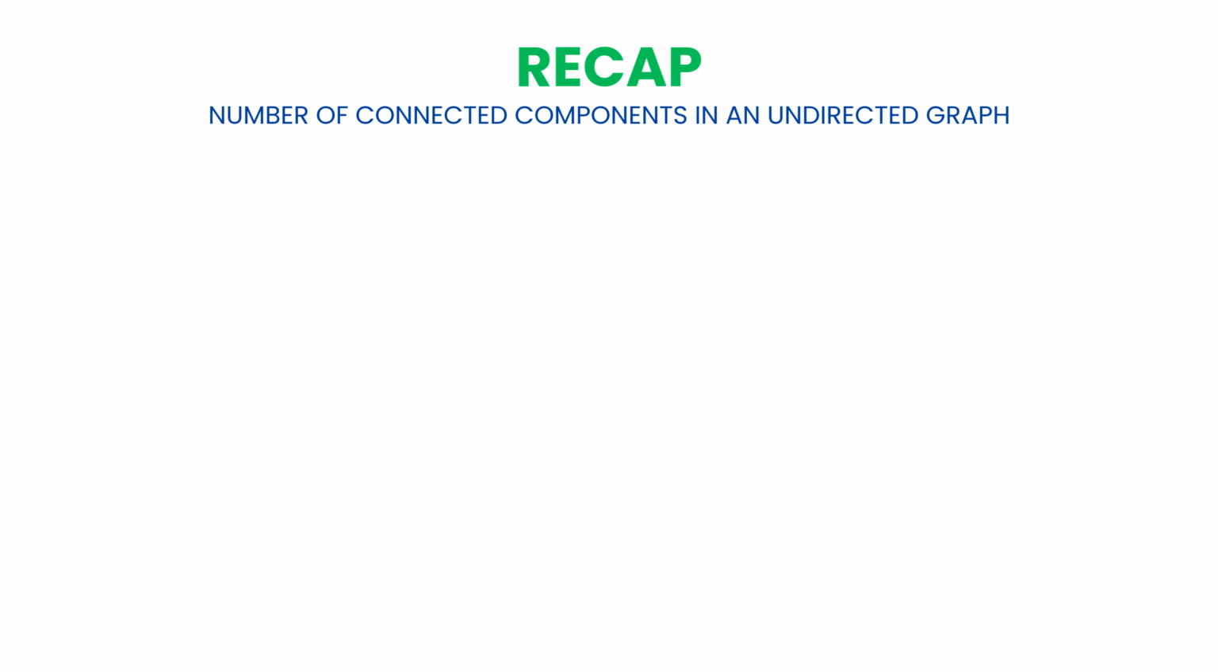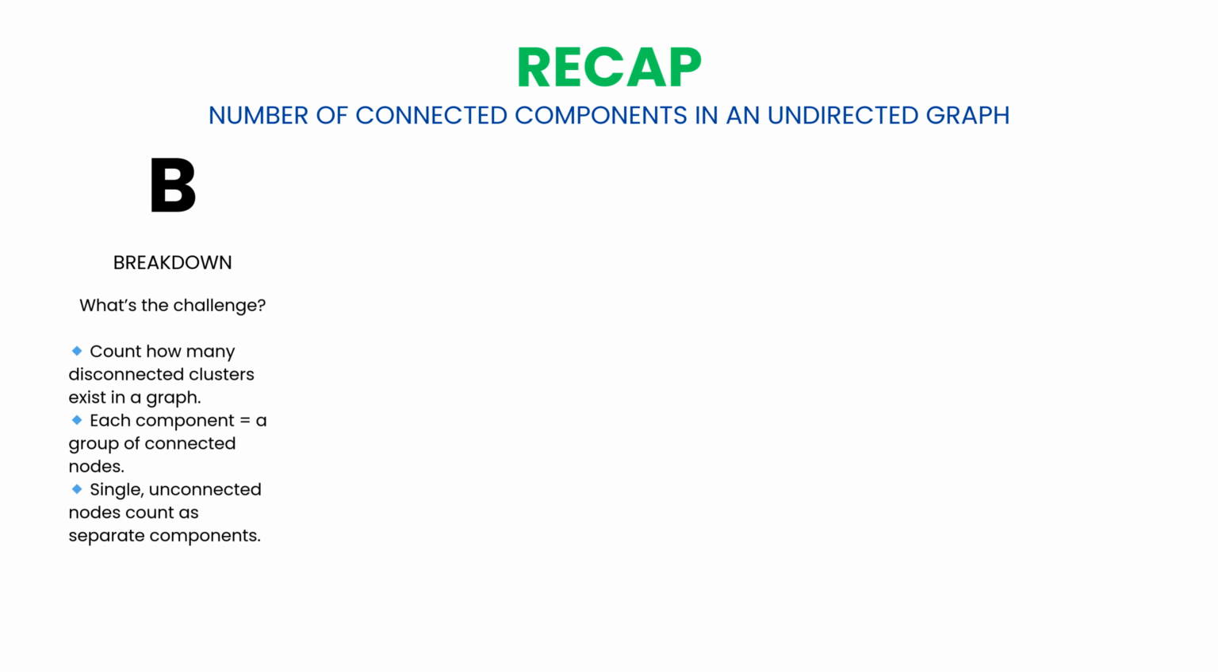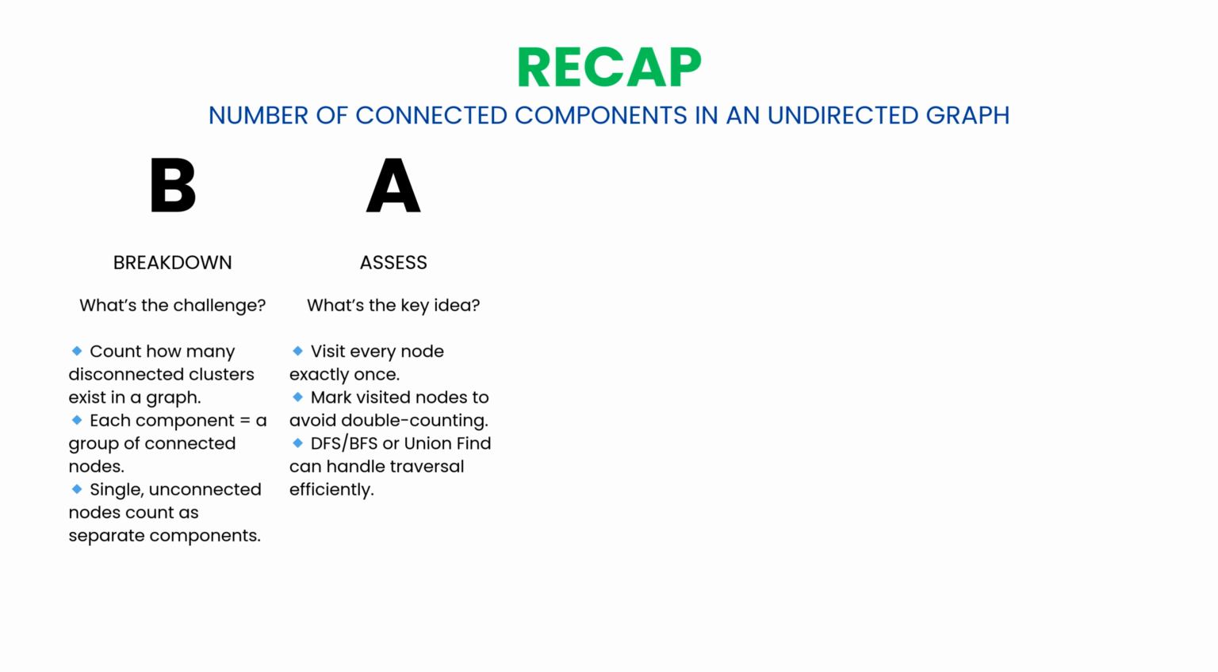Let's have a quick recap. We're given n nodes and a list of undirected edges. A connected component is a maximal group where every node is reachable from any other. The goal: return how many such components exist, including single, isolated nodes. The challenges are thorough coverage and no double counting. We must visit every node, even those with no edges, and ensure once a node is explored, it isn't counted again. DFS or BFS handles traversal cleanly.